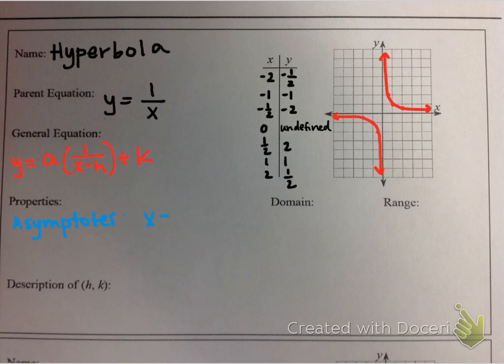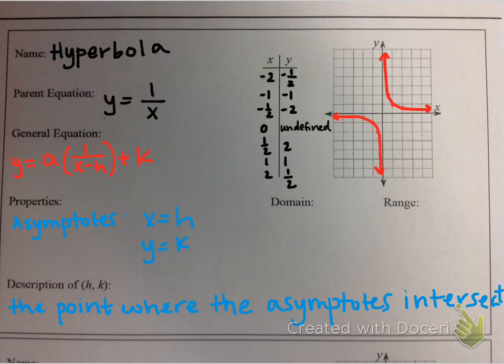Now the general equation of this is going to be y equals a, and again feel free to add a plus or minus in front of that a, times 1 over x minus h, plus k. Now for your properties, you're always going to have an asymptote, okay, that is at x equals h. So it's going to be this vertical line at x equals h, and in this parent graph our h is 0, so it's x equals 0. And you're always going to have an asymptote at y equals k. Right now I'm running my cursor along that asymptote, and right now our k in our parent graph is 0.